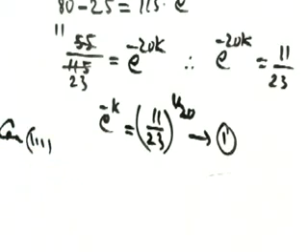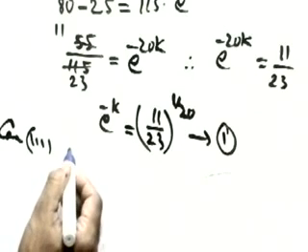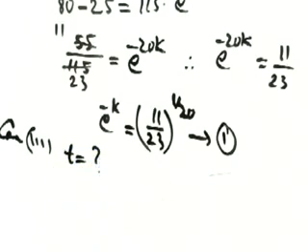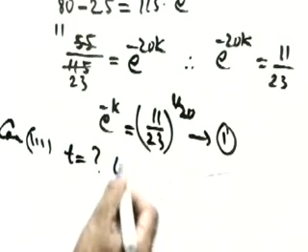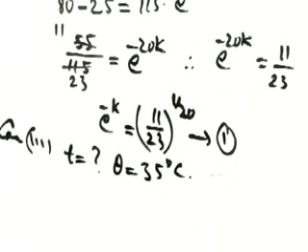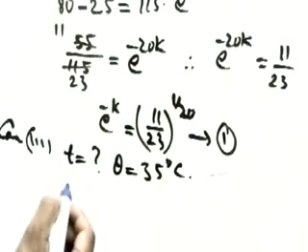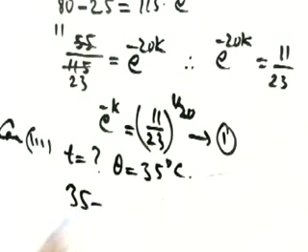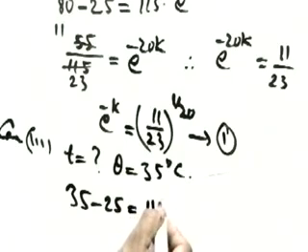Now case 3. Case 3 will always be the question. What is the question? Find when. When means time. Find when the body temperature will become 35 degrees. So again, let me substitute the values here. Theta minus theta naught, where theta naught is 25, equals C.